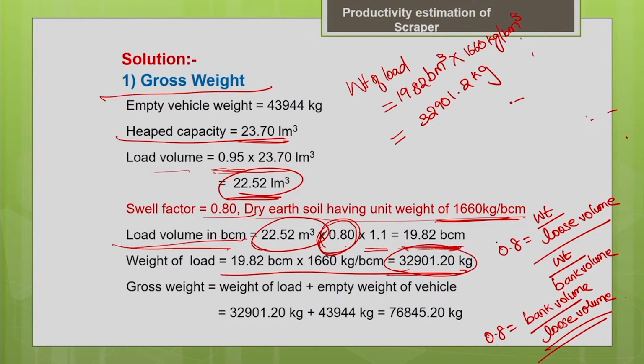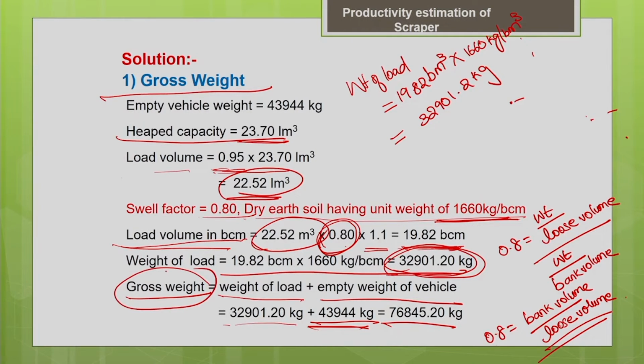Okay. Now, let me find the gross weight of the machine. Gross weight is nothing but your weight of the load plus the empty weight of the vehicle. So, the weight of the load you have just determined, 32,901.2, plus your empty weight of the vehicle, given in the question, 43,944. When you add both, you will get the gross weight of the machine as 76,845.2 kg. So, this is how you have to determine the gross weight of the machine.